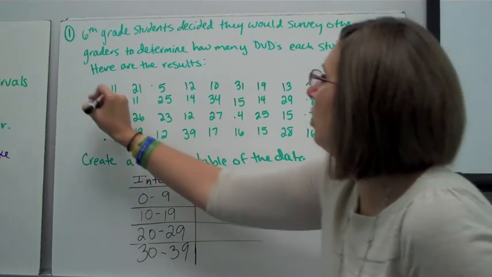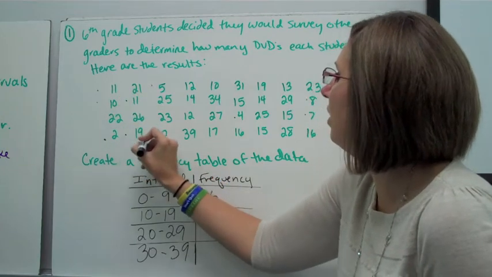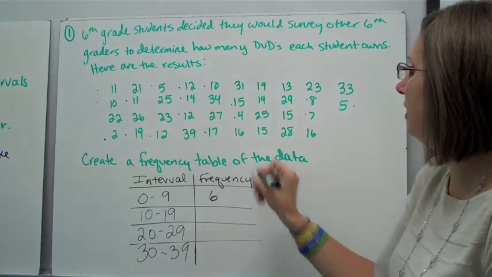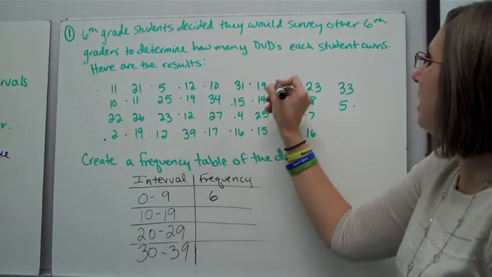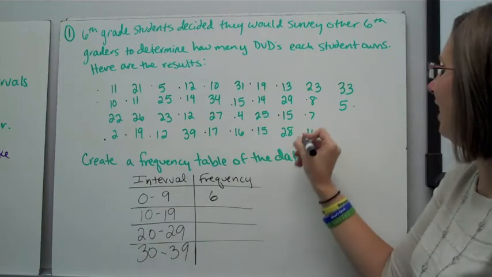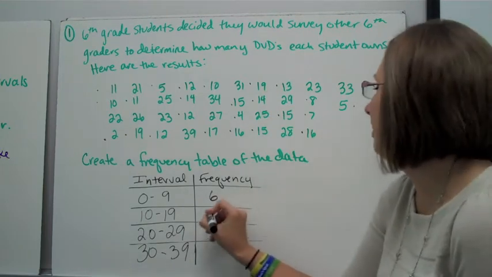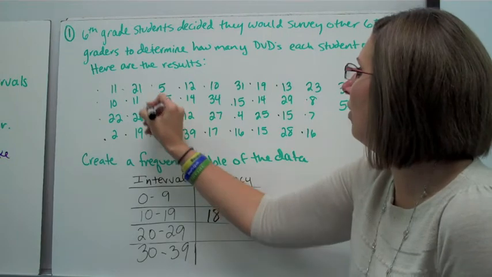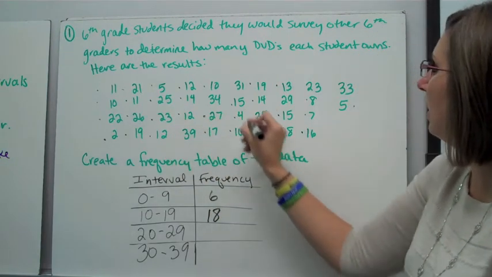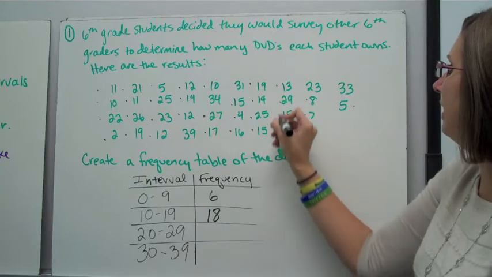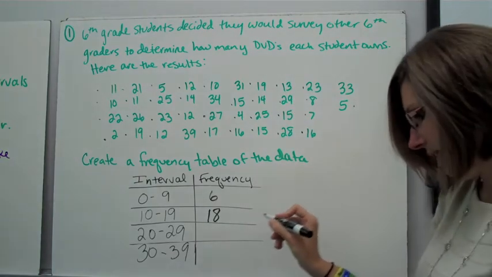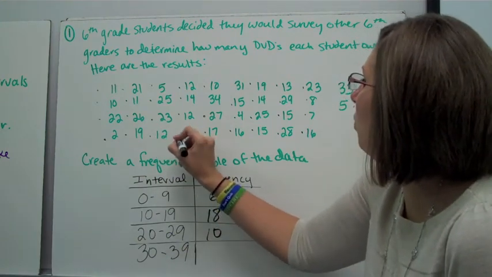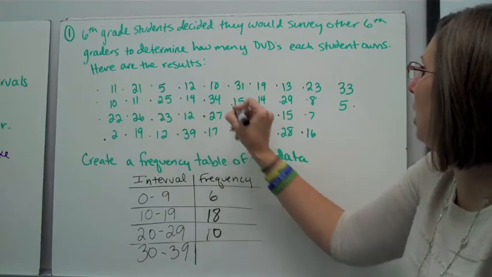10 to 19: 1, 2, 3, 4, 5, 6, 7, 8, 9, 10, 11, 12, 13, 14, 15, 16, 17, 18. That was a lot. 18. 20 to 29: 1, 2, 3, 4, 5, 6, 7, 8, 9, 10. I've got 10 there. And then this should be the rest of my data. I've got 1, 2, 3, 4.